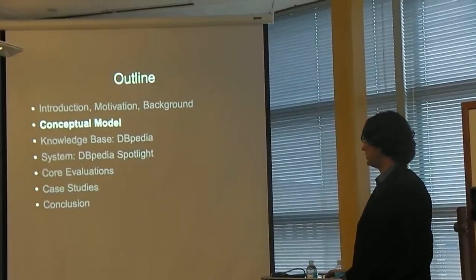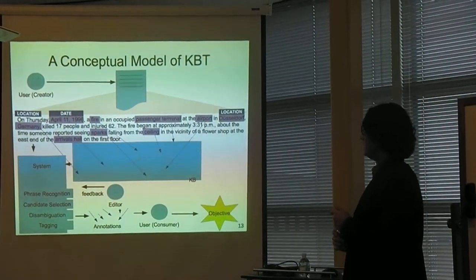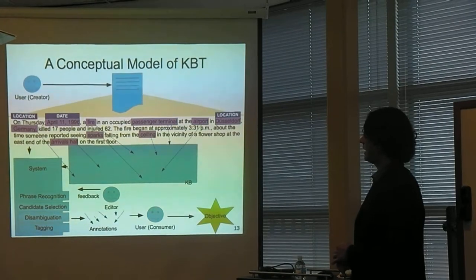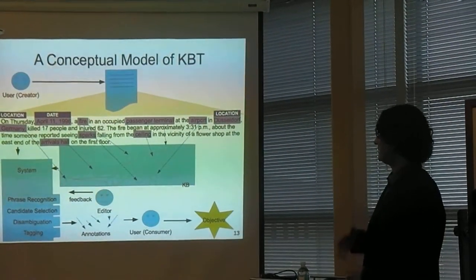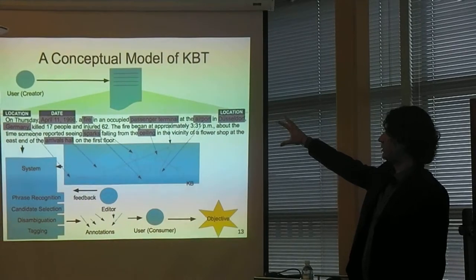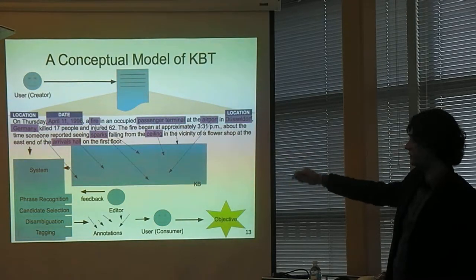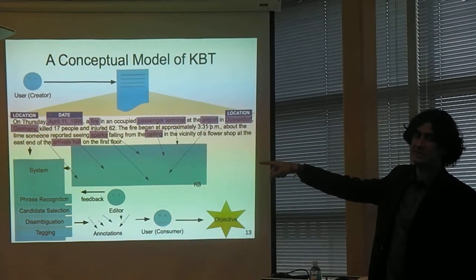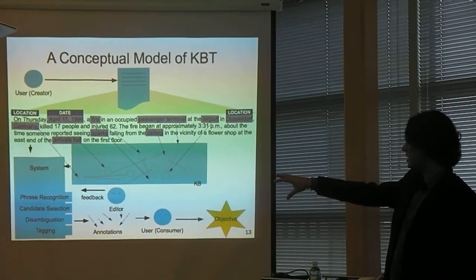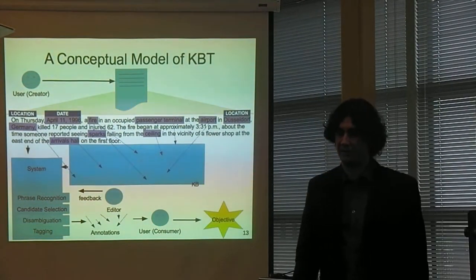So I'm going to transition now to show you the conceptual model of the task that we present here. The users involved, so I'll start with the user that plays the creator role. It's the user that generates the text that you're going to annotate. This text is then fed through a system that will tag this text with references to a knowledge base. Then you may have another user playing the role of editor that can fix some of these or add new ones. And then feedback can be sent back to the system so that the system can learn from its mistakes. These annotations are then, once they're good enough, sent to a consumer who will employ these to a specific objective that they have.